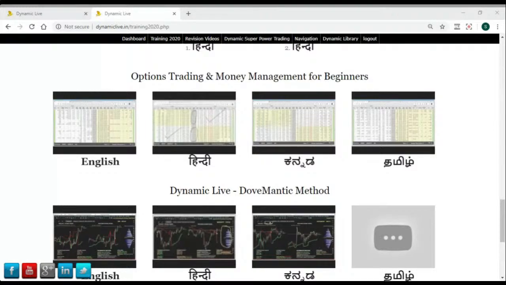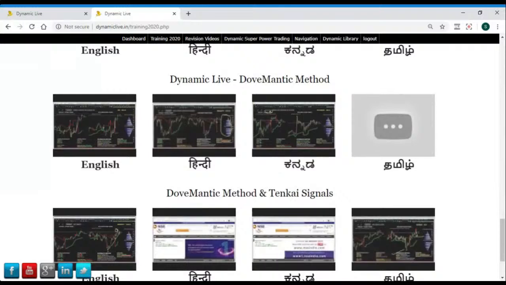So there's one thing, and then later if you can scroll it down. These are 2 videos that we have discussed already today. Today we have discussed the first step. The first step is very clearly explained in this video, the Dynamic Live Daumantic method. You can watch it to recap things. And the second and third step is explained in this video, the Daumantic method and Tenkai signals.